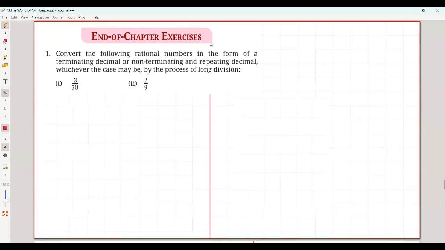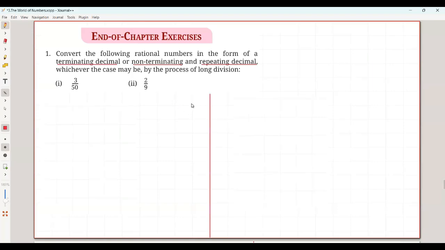Okay, end of chapter exercise. We are going to do it now. Question number 1. Convert the following rational numbers in the form of terminating decimal or non-terminating decimal. Either it's going to be terminating decimal or non-terminating repeating decimal, whichever the case may be, by the process of long division. So we have to do the long division.